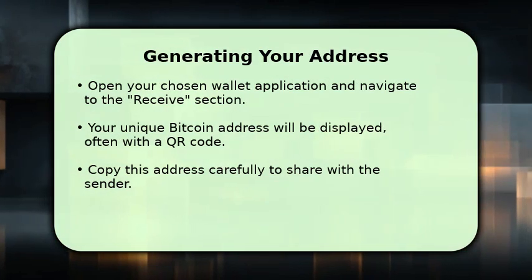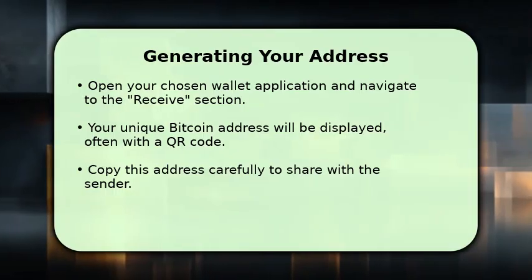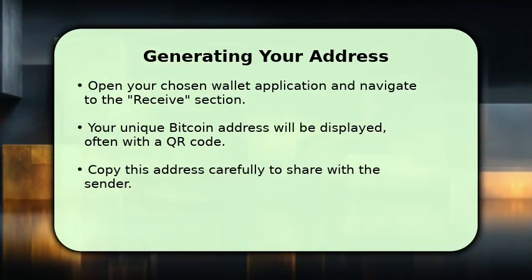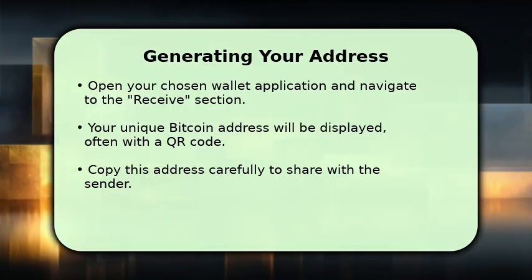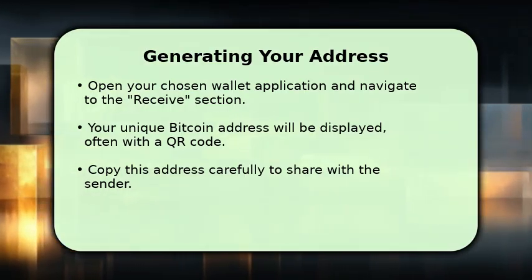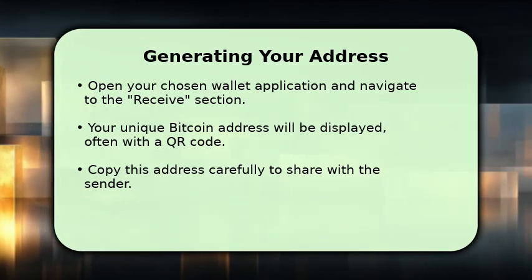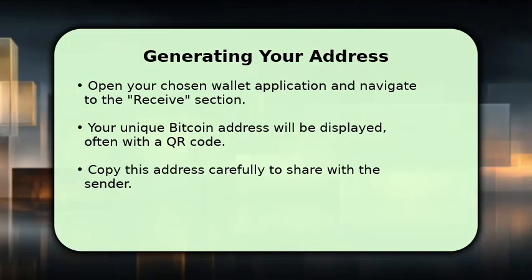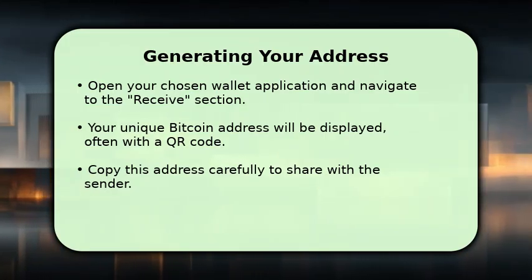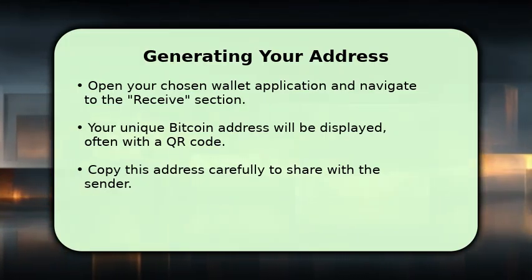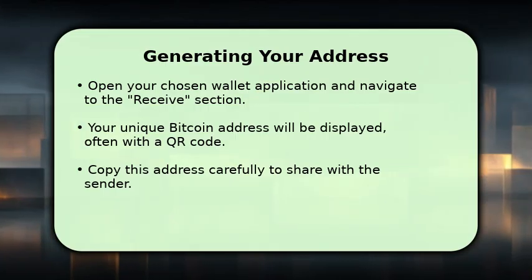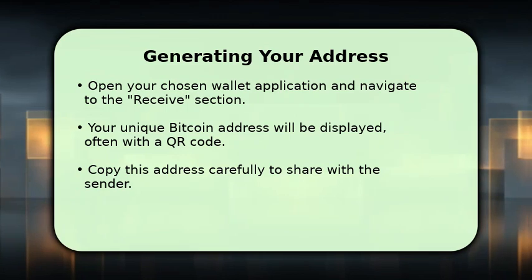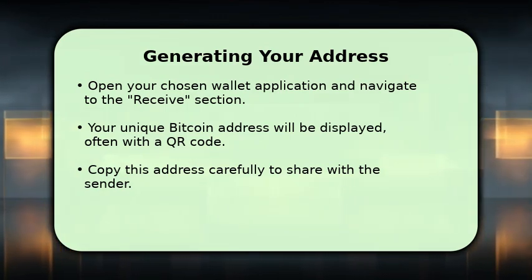Now let's generate your address. Once your wallet is set up, open the application and look for a receive or deposit option. Clicking this will instantly display your unique Bitcoin address. It's a long string of alphanumeric characters, sometimes accompanied by a QR code for easy scanning. Always double-check that you're on the correct network, typically Bitcoin, before copying this address. This is the exact information you'll share with anyone sending you Bitcoin.